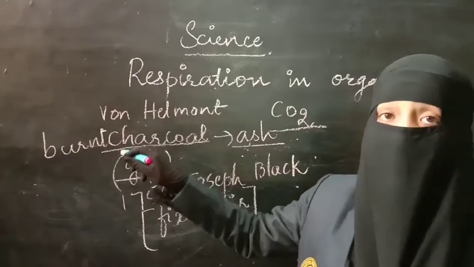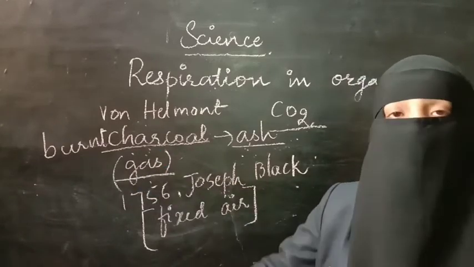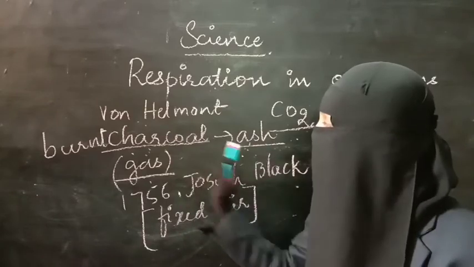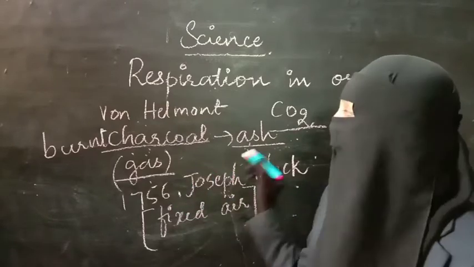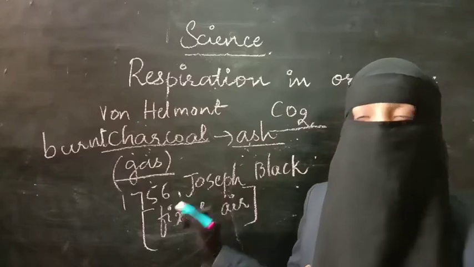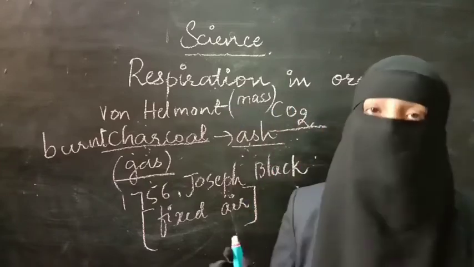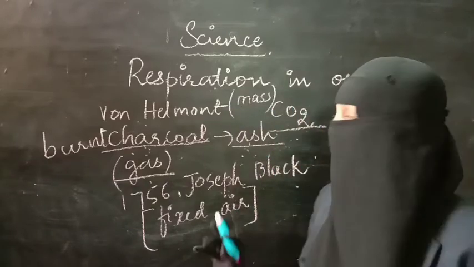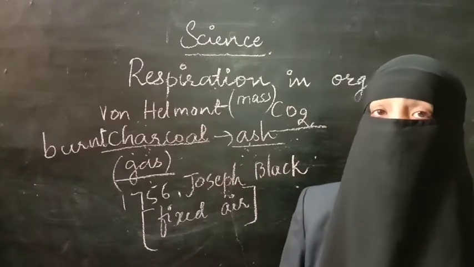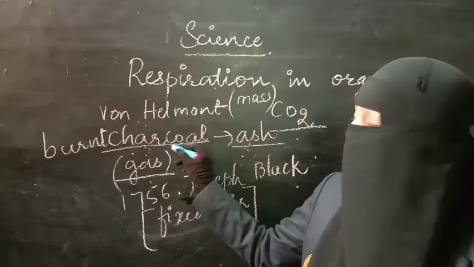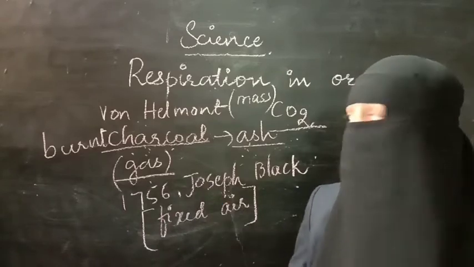First, Von Helmont started this experiment. He did this experiment by burning charcoal. When he burnt the charcoal, it converted into ash, and he compared the mass of both. He found that the mass of the ash is less compared to the mass of the charcoal. Mass means weight. In simple terms, let us say that mass is weight. So the masses are different. He came to a conclusion that the extra weight of the charcoal was due to the formation of an invisible substance. That invisible substance he named gas.